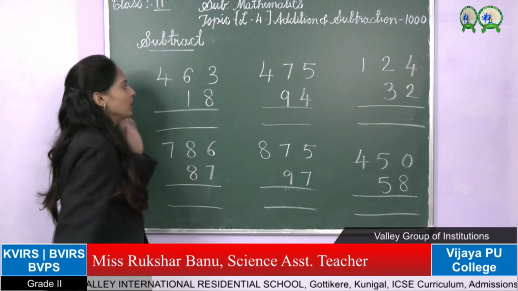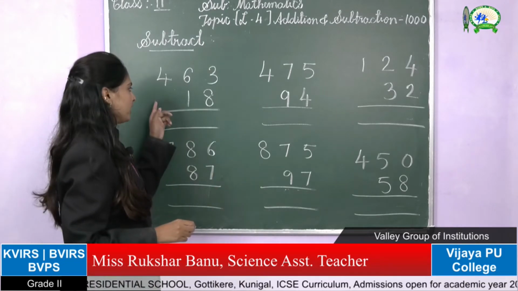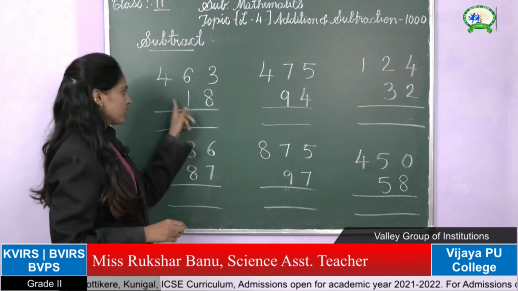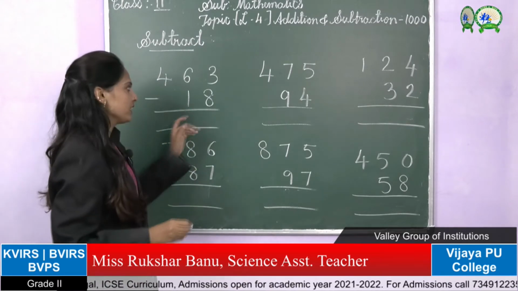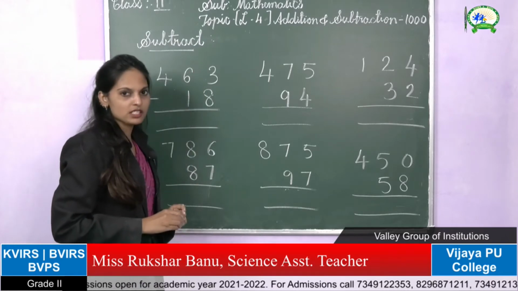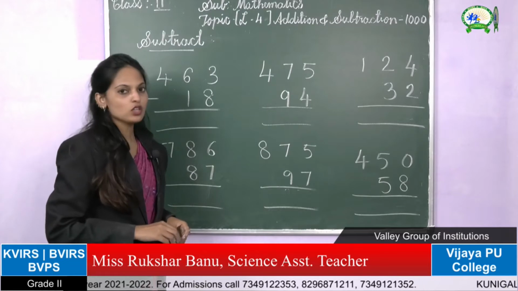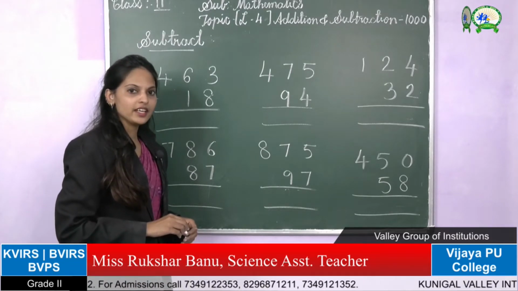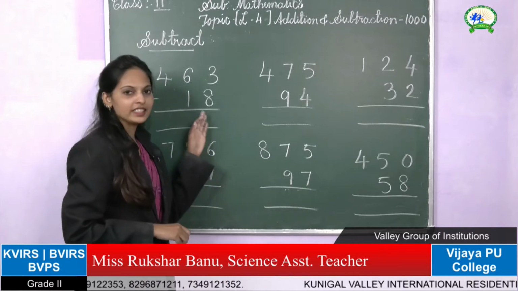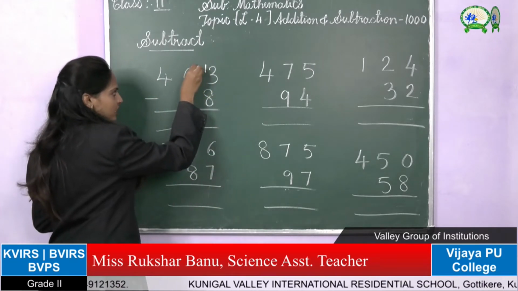Here in this first one, 463 is there and minus 18. So in 463 we have to cancel 18. First, the ones place we have to cancel first. In the ones place there is 3 and 8. We can't cancel 8 from 3 because 3 is smaller than 8. So what we have to do is take 1 from 6.